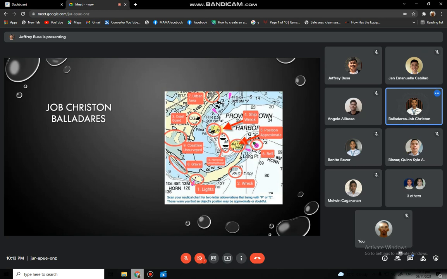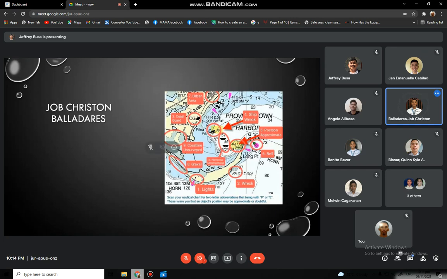And number 3 is Coast Guard. These are the symbols for the Coast Guard. And number 4, shipwreck. Another symbol for a wreckage looks like a boat coming out of the water. This symbol refers to a partially submerged wreck where part of it can be seen above the water.